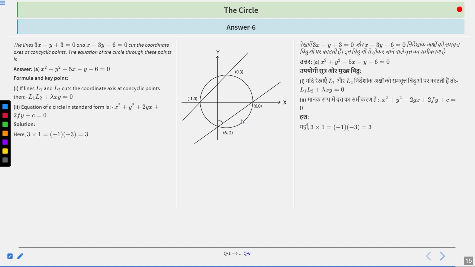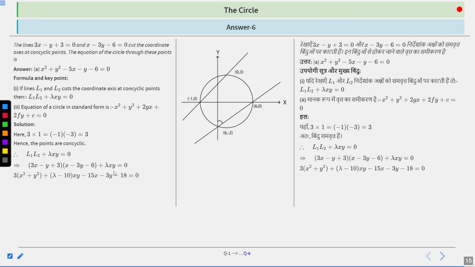Let's see the solution. The coefficients of the two given lines satisfy 3 into 1 equal to negative 1 into negative 3. That means the points are concyclic. So we can write L1 L2 plus lambda xy equal to 0. Therefore, 3x minus y plus 3 into x minus 3y minus 6 plus lambda xy should be equal to 0. After simplifying this, you will get the equation as 3 times x square plus y square plus lambda minus 10 xy minus 15x minus 3y minus 18 equal to 0.